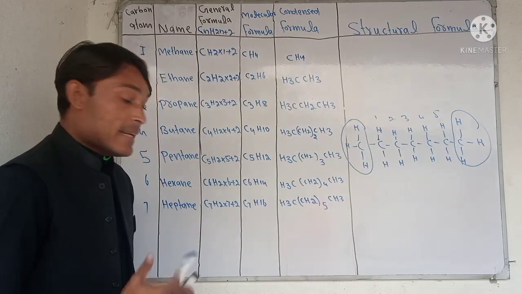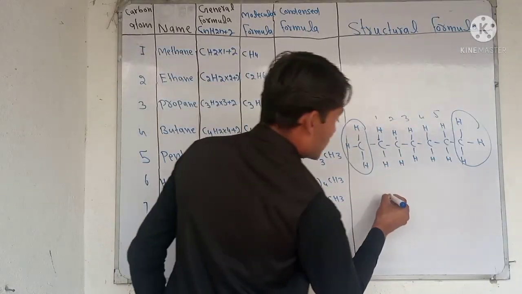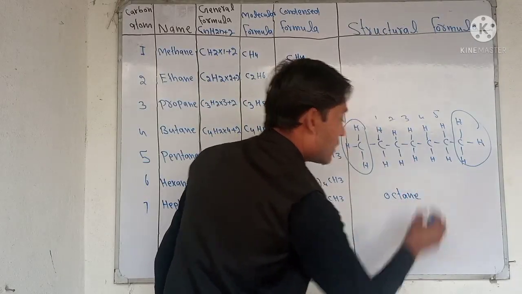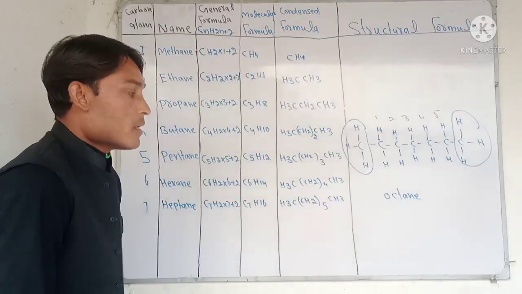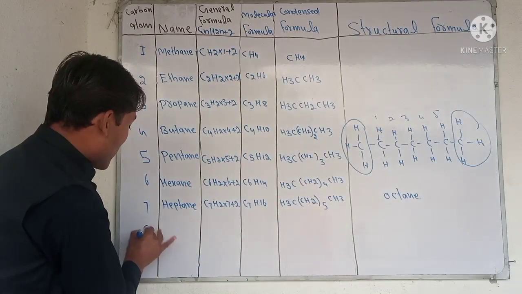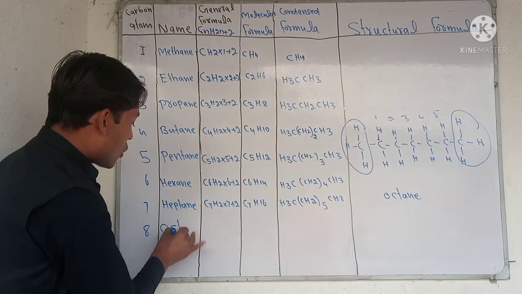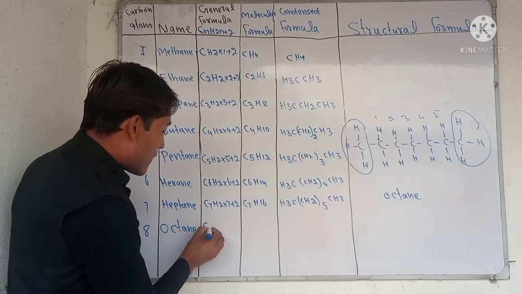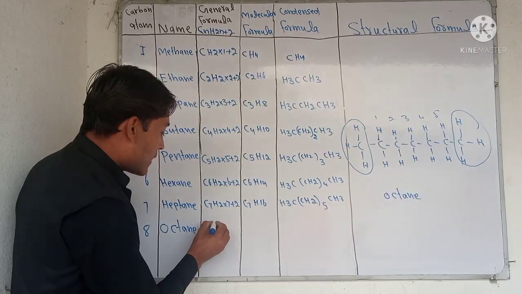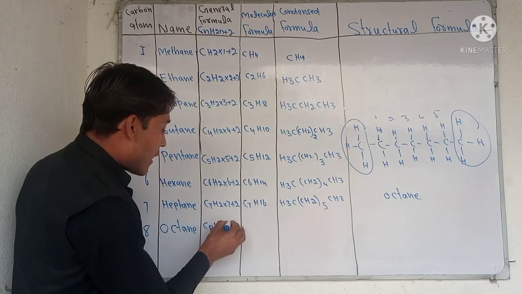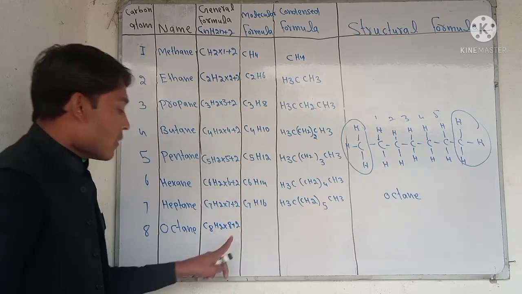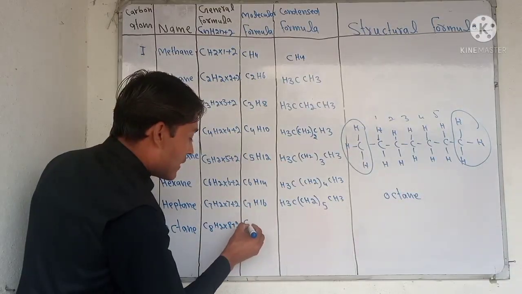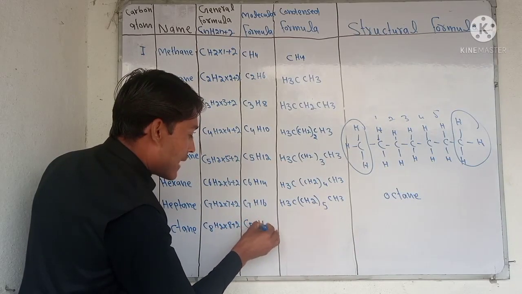Now let's talk about carbon number 8. We write oct, and at the end we need only ane, so it is called octane. Carbon number 8 is called octane. And as you know, what will be the formula? Carbon is 8, and hydrogen is 2 multiplied by 8 plus 2. 2 times 8 is 16, plus 2 is 18. So the number of carbons is 8 and hydrogens is 18.